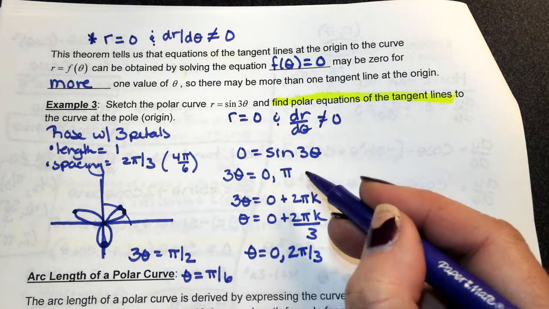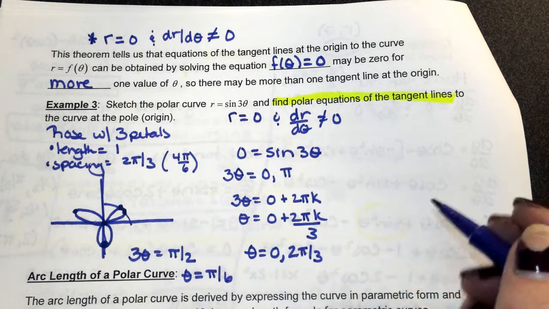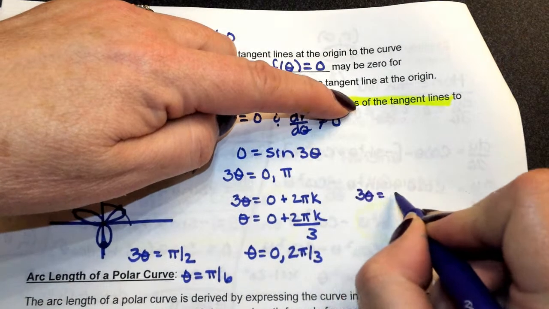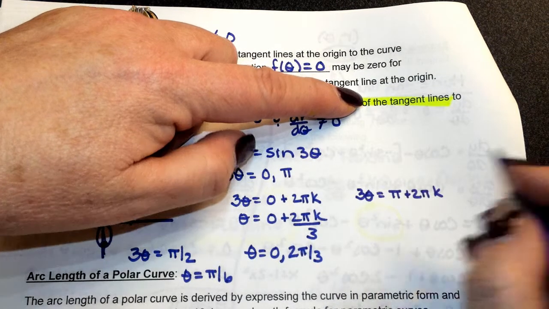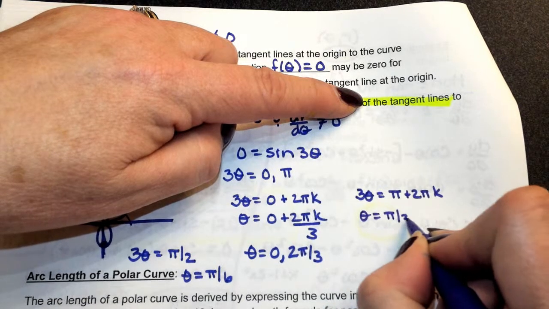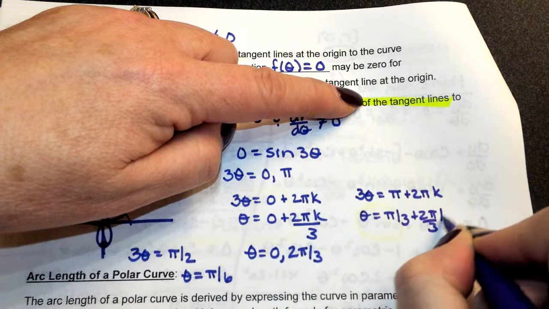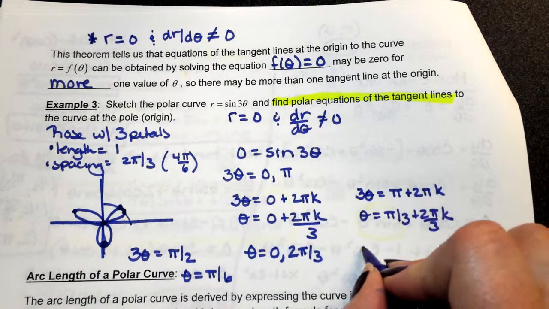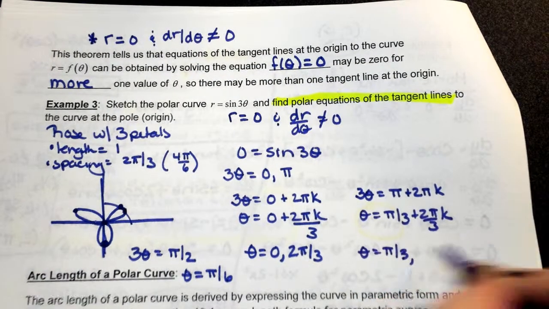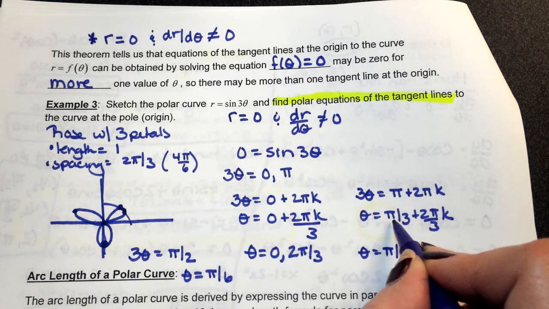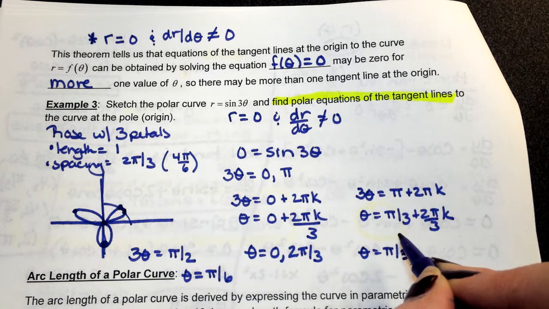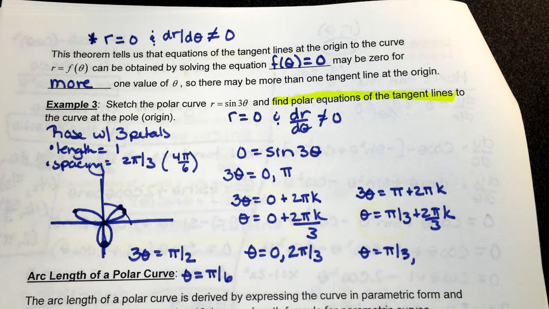But now remember I have this other angle. So I have to take 3 theta and set it equal to pi plus 2 pi k. Divide by 3, so theta is equal to pi over 3 plus 2 pi over 3 times k. So then theta is going to be equal to pi over 3, and then 2 pi over 3 plus pi over 3 is going to give me pi. But what do you know about the line theta equals 0 and theta equals pi? It's the same line.